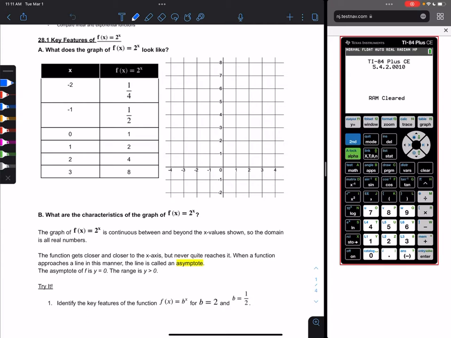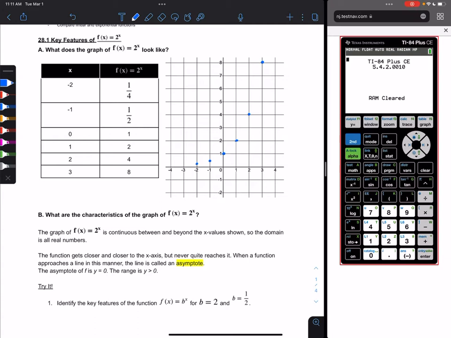We have the chart already filled out, so I'm going to plot each of these points. We have negative 2, 1/4, so that's going to be somewhere about here. We don't need these to be perfect, we're just looking for a fairly accurate representation of our graph. Negative 1, 1/2; 0, 1. Note that we have a y-intercept there. 1, 2; 2, 4; and 3, 8.